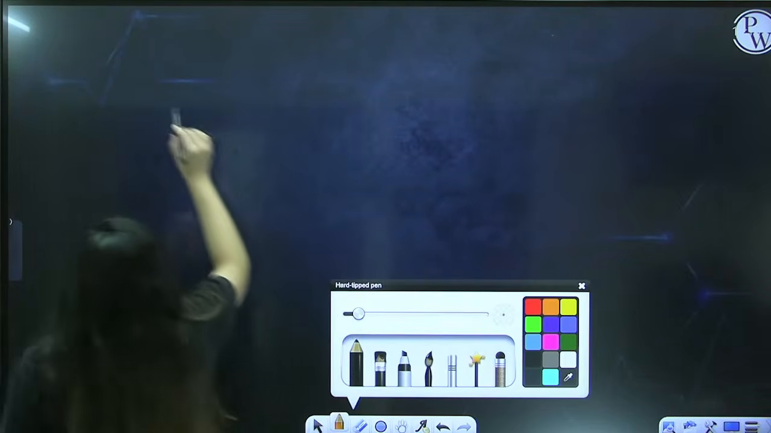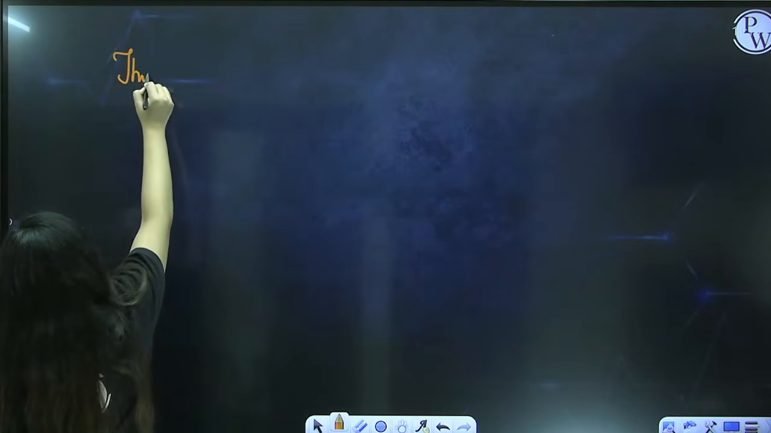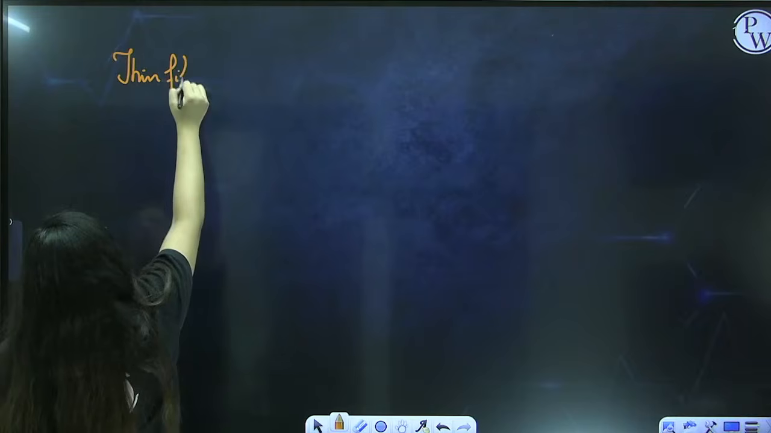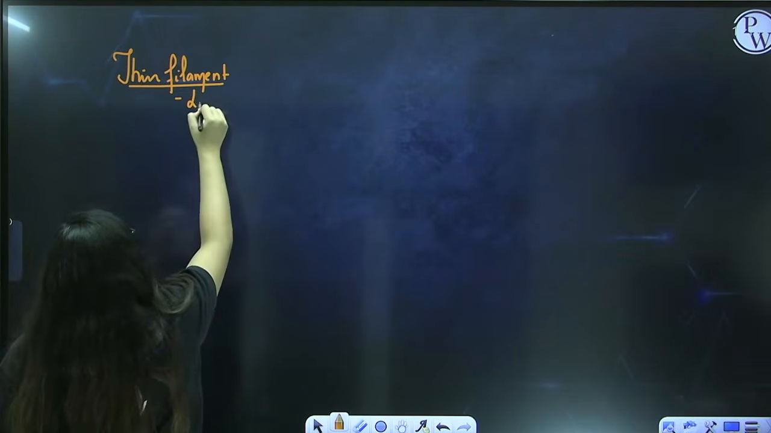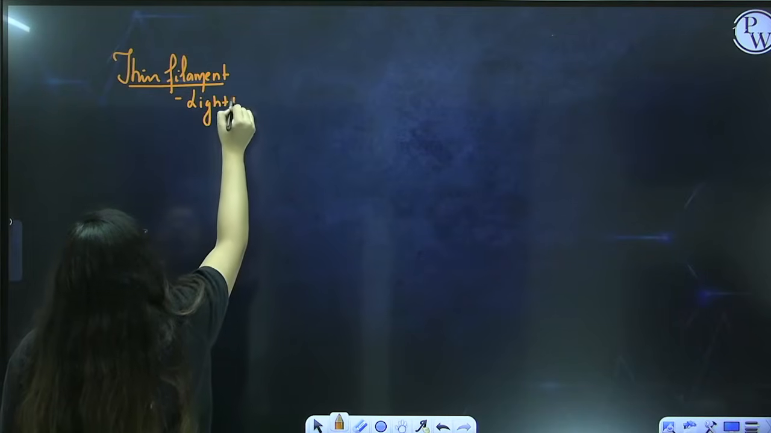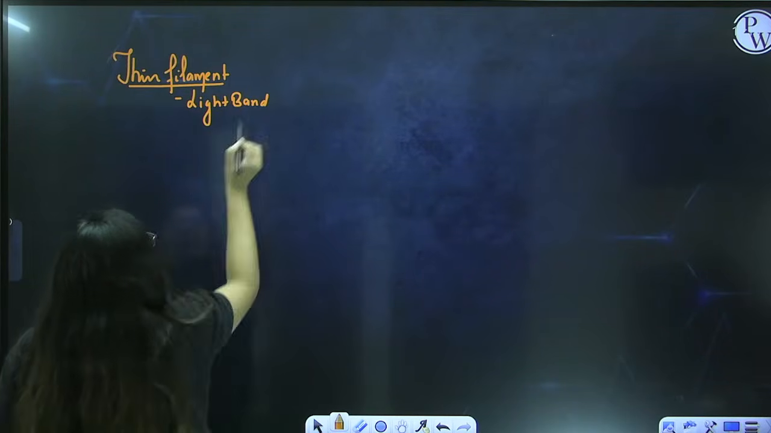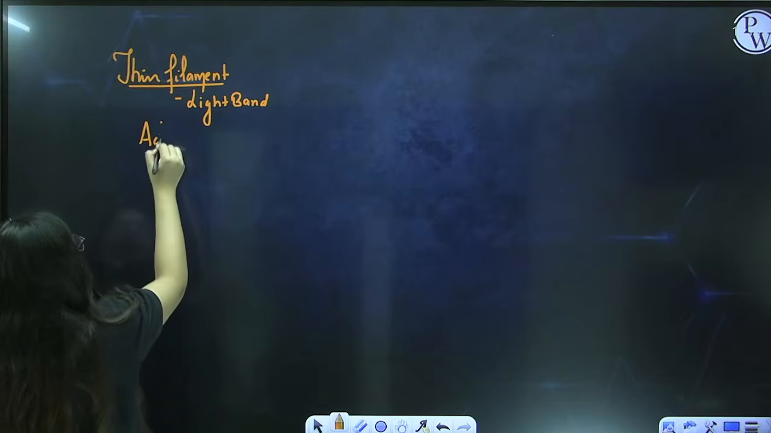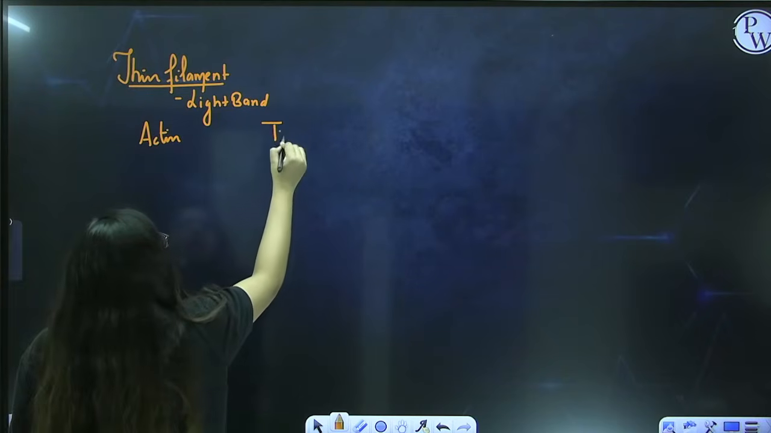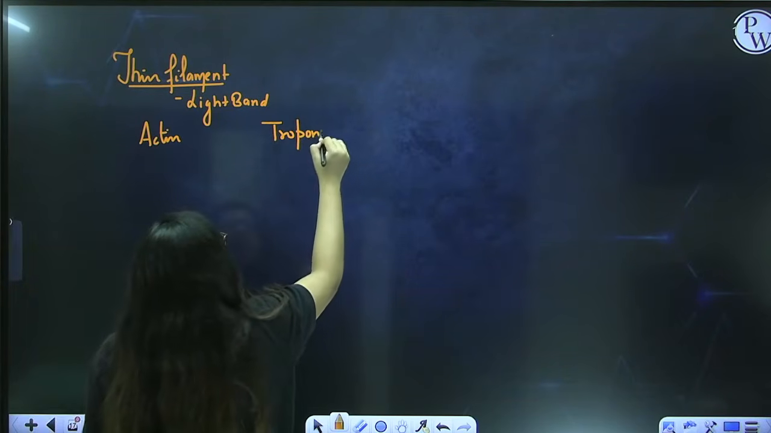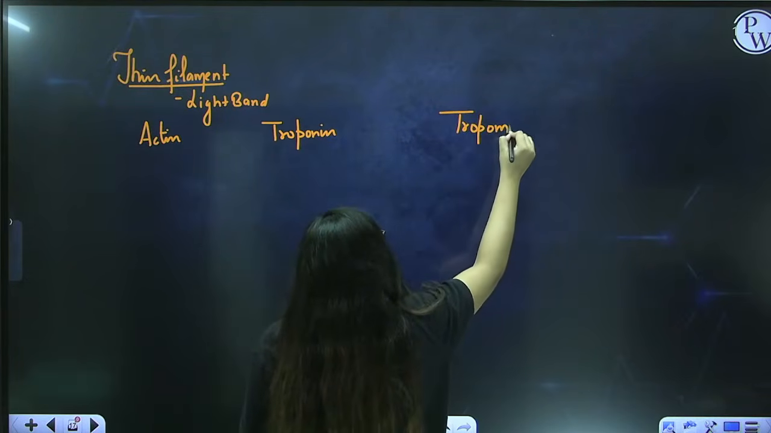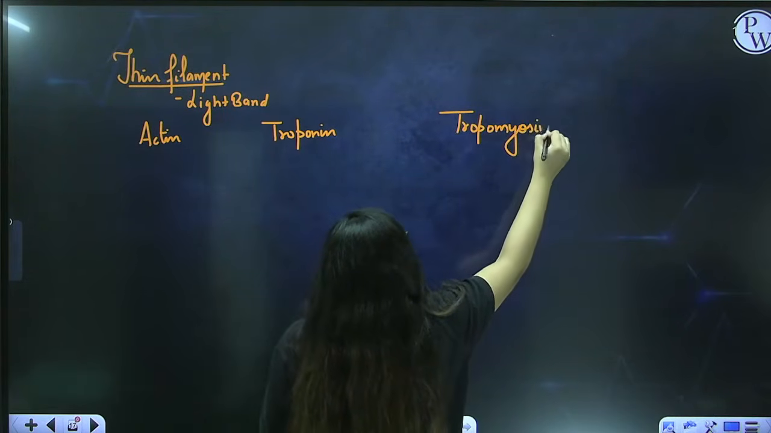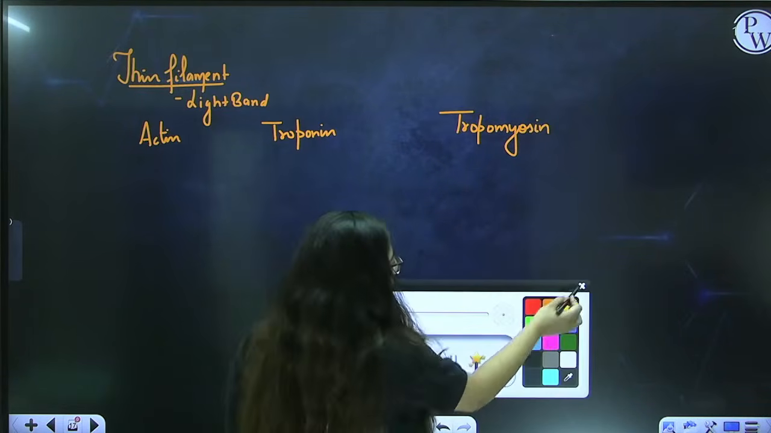Let's talk about the secondary filament, or generally you call it the thin filament. This thin filament is producing the light band. Which band? Light band. And this thin filament is made up of three types of protein: actin, troponin, and tropomyosin. Okay, let me show you how they all look.